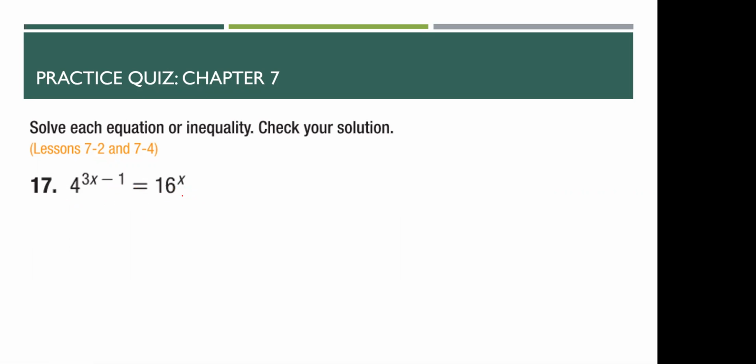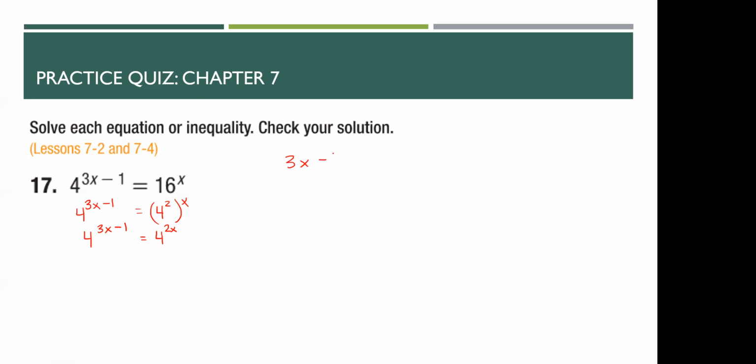Right now we have a base of 4 and a base of 16. Well, 16 we can rewrite with a base of 4, because 4 times 4 is 16. 4 to the power of 2 is equal to 16. So now we're raising a power to a power, so you multiply the exponents. This would be 4 to the power of 2x. And over here we have 4 to the power of 3x minus 1. So now our bases are the same, so we can set the exponents equal to each other to solve for x.